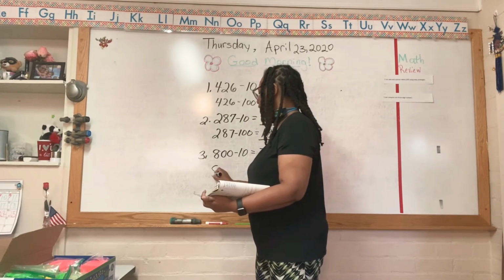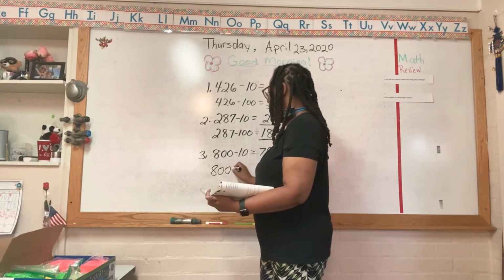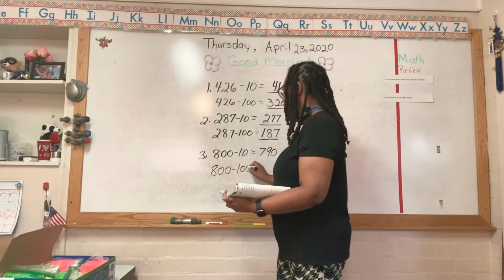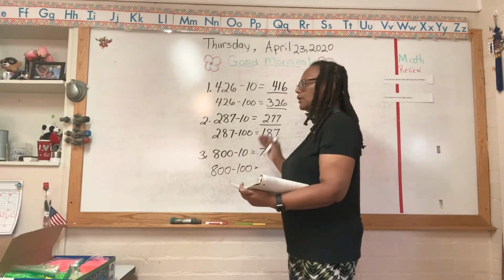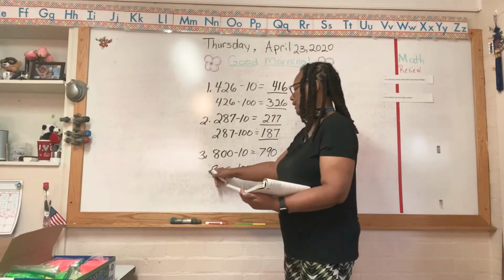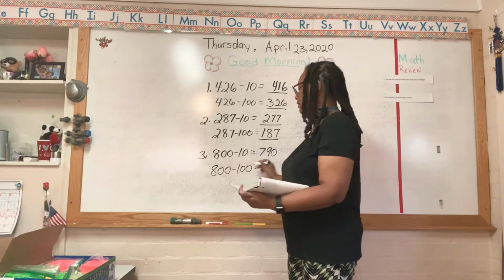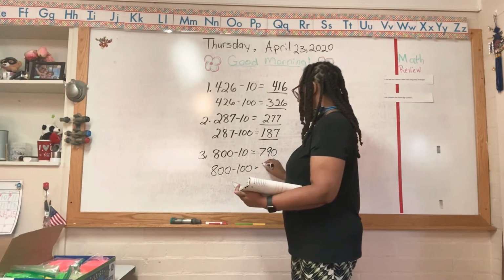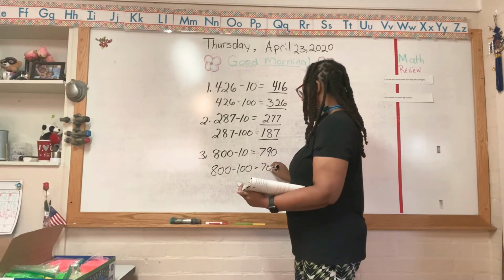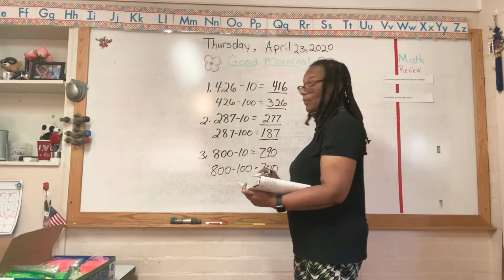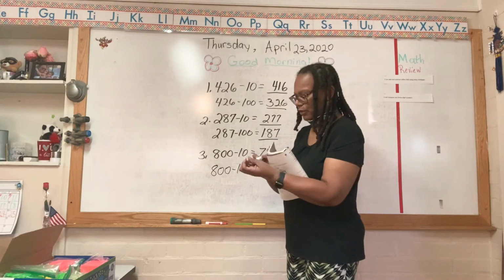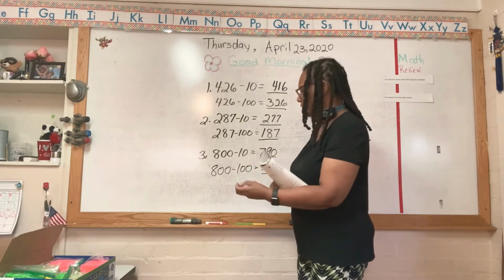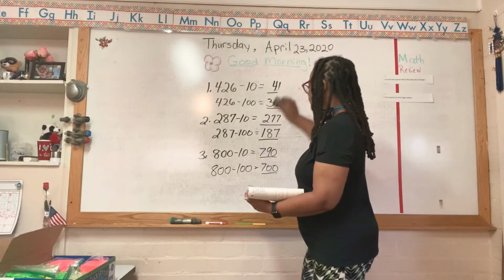Now, the hundreds place is a lot easier on this problem. 800 minus 100, well, there's an 8 there, there's a 1 there, minus equals 700. So that was easy, right? Okay. I'm going to erase this and we're going to practice doing our open number line to subtract.